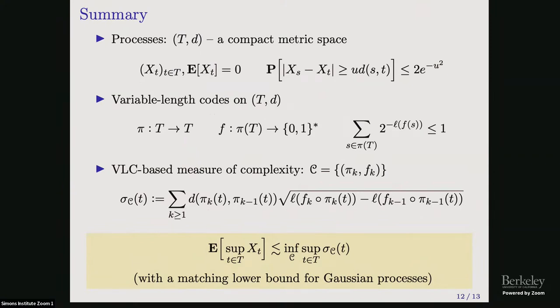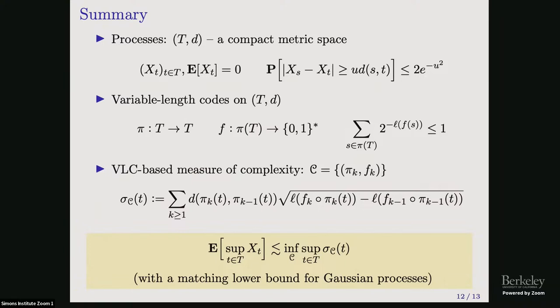And then I'll briefly tell you where I think this should go or could go. The main thing really is the following. The main object of interest is a process, right? Think about it as a generalization error of a learning algorithm or Rademacher complexity or what have you. The process is zero mean. It has these sub-Gaussian increments.